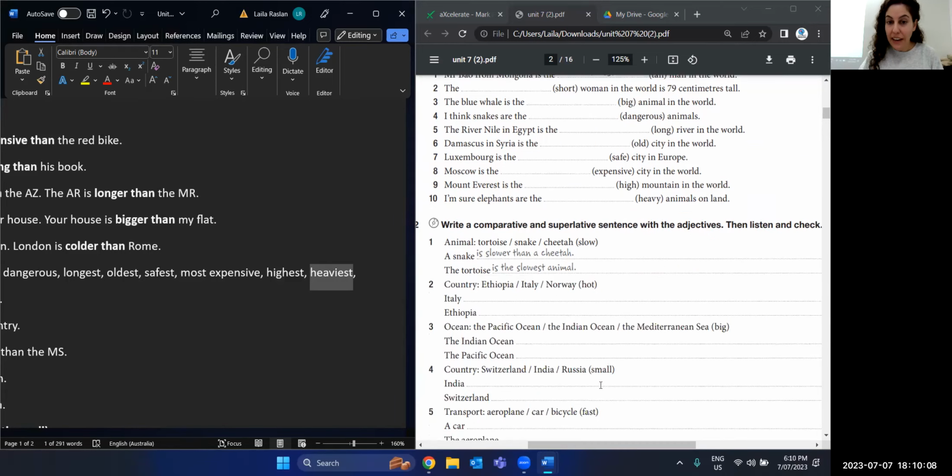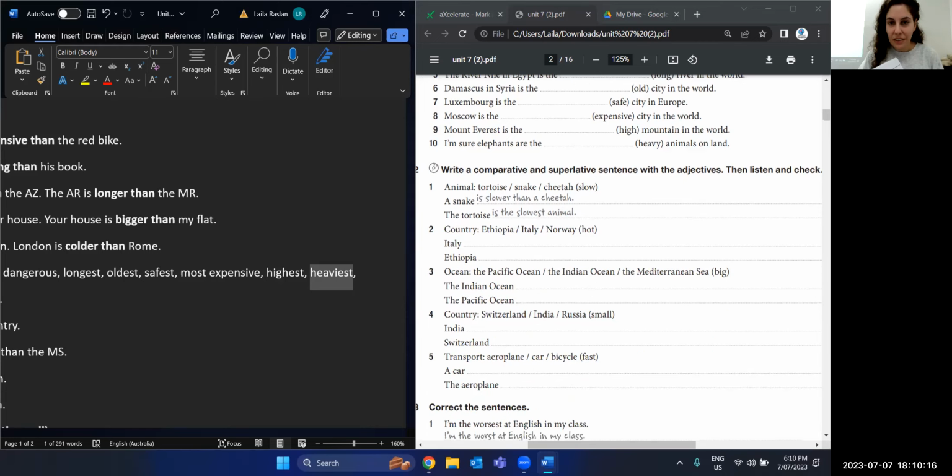Okay, number 2. Now we need to pick maybe the comparative, the ER, or the superlative, the EST. So let's have a look. The first one is a snake is slower than a cheetah. That's the comparative because we've got 2 objects, snake and cheetah. Number 2, the tortoise is the slowest animal.